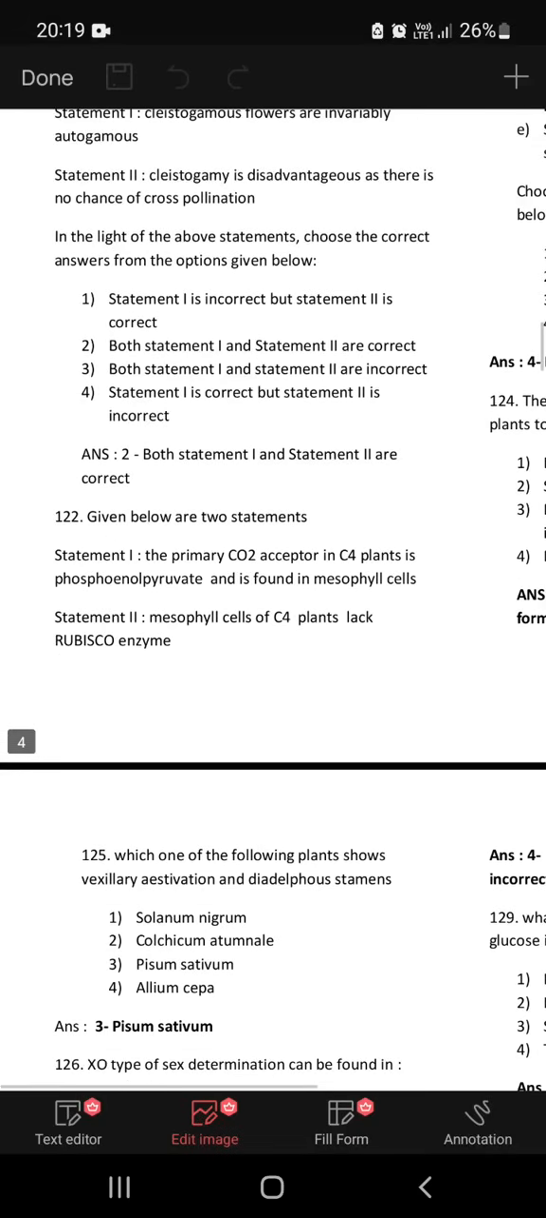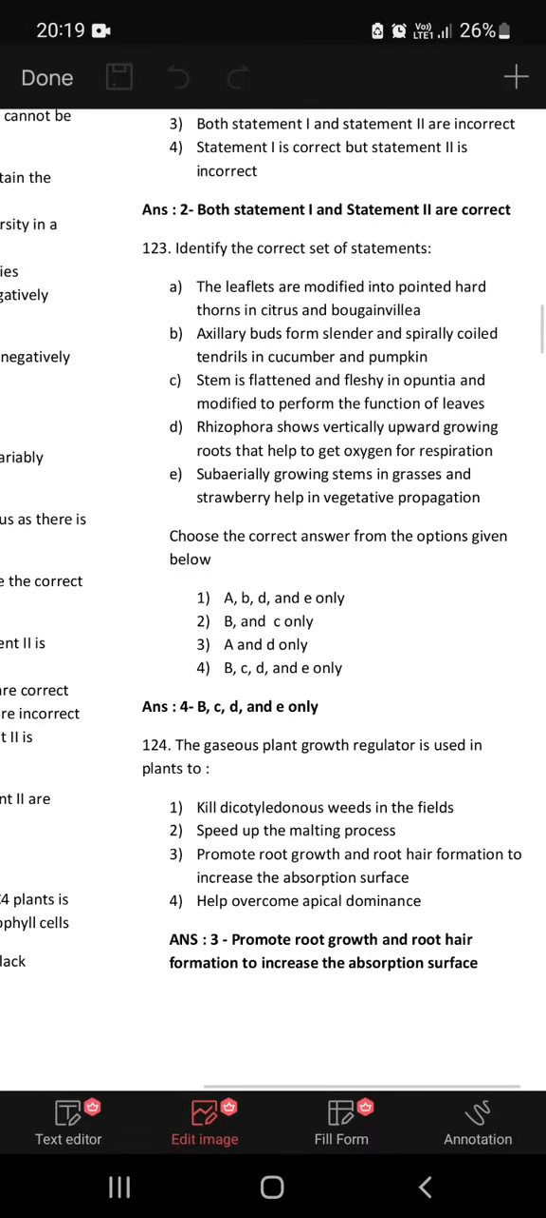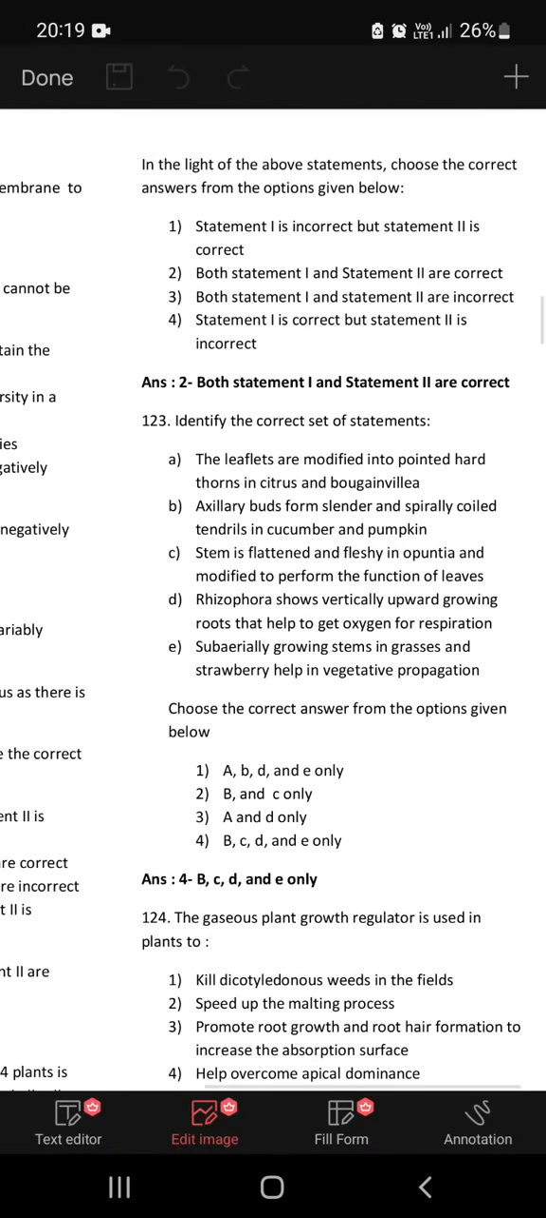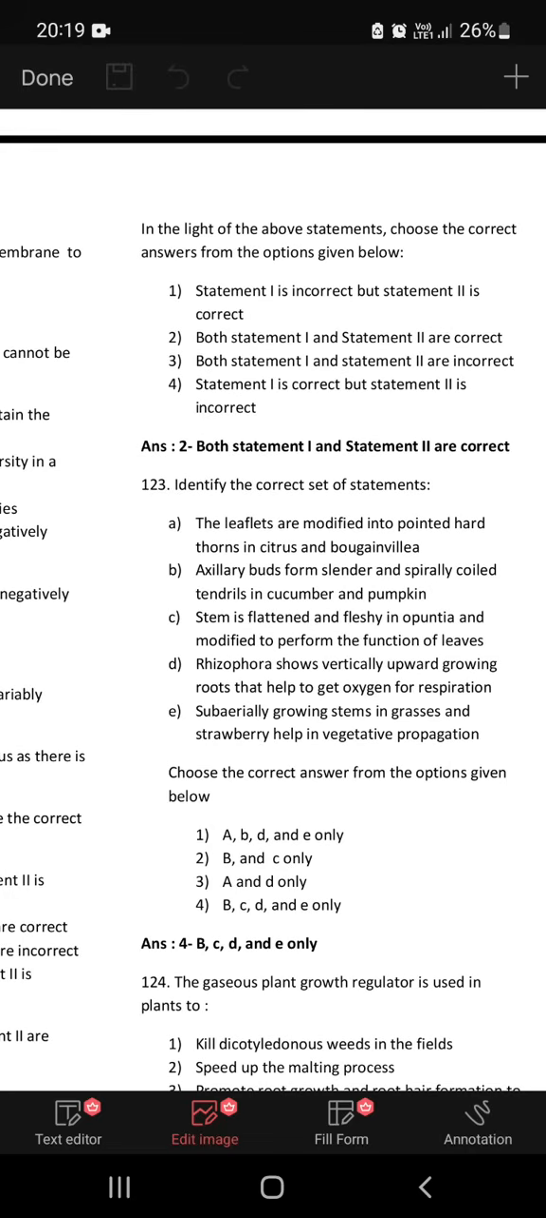So the next question, given below are two statements. Statement 1: The primary carbon dioxide acceptor in C4 plants is phosphoenol pyruvate and is found in mesophyll cells. Statement 2: The mesophyll cells of C4 plants lack Rubisco enzyme. So both statement 1 and statement 2 are correct. So the answer is both statement 1 and statement 2 are correct.